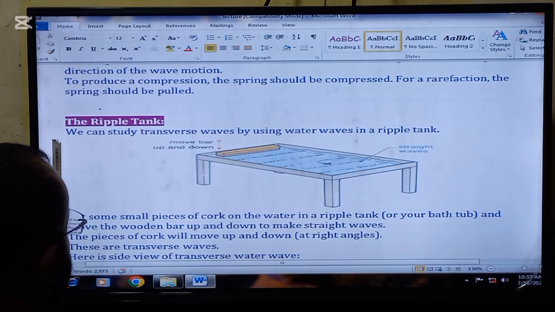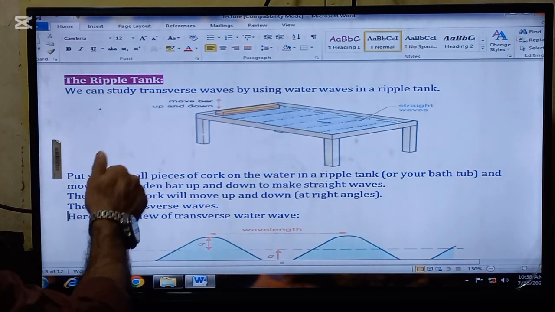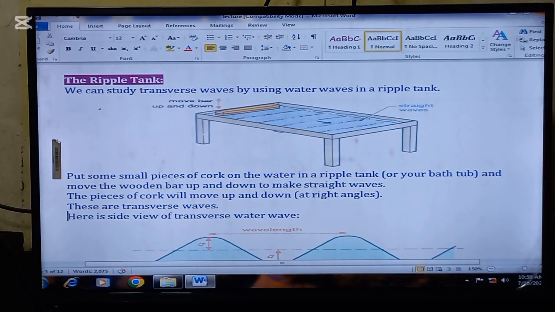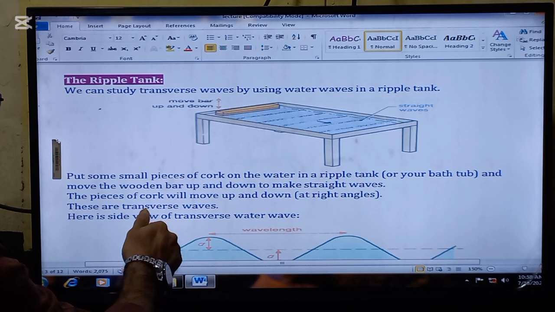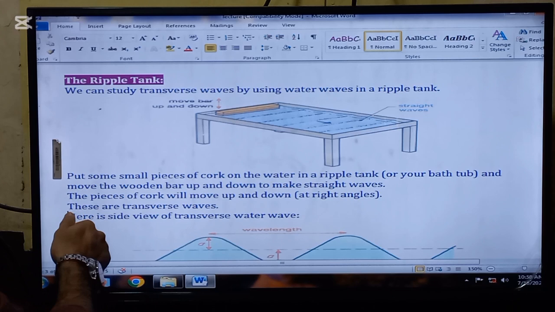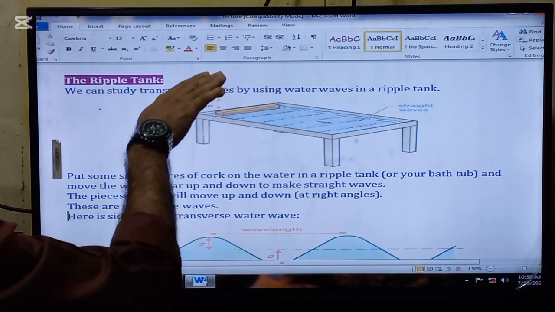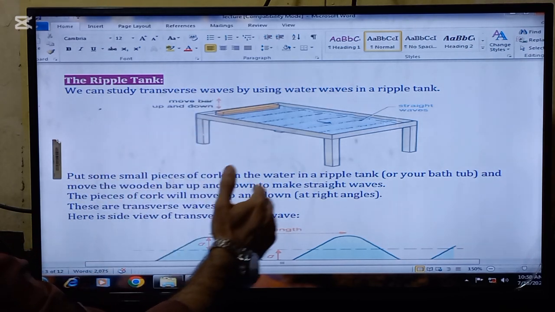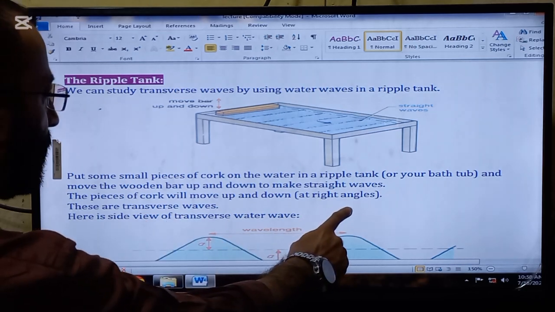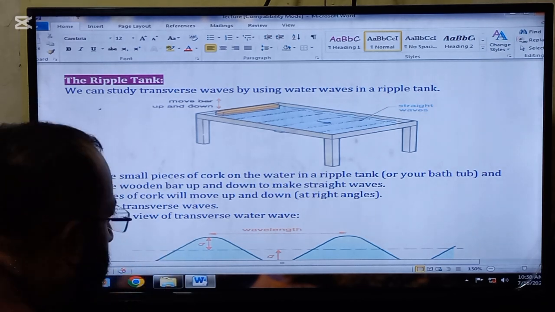Okay, the next topic that we are going to read in the lecture is the ripple tank. We can study transverse waves by using water waves in a ripple tank. Put some small pieces of the cork on the water in a ripple tank or your bathtub and move the wooden bar up and down to make straight waves. So here is the wooden bar. Move the wooden bar up and down to produce the waves. The piece of the cork will move up and down at right angles. These are transverse waves. Here is a side view of the transverse wave.